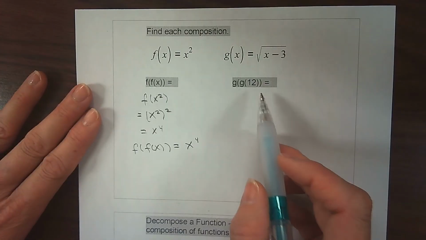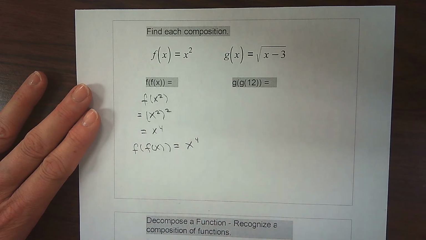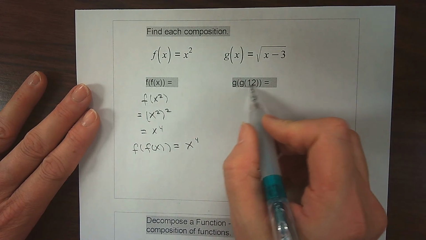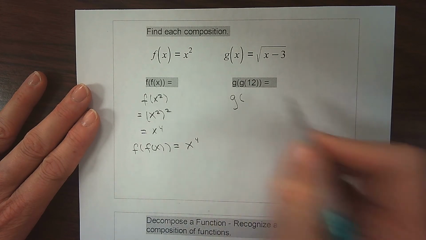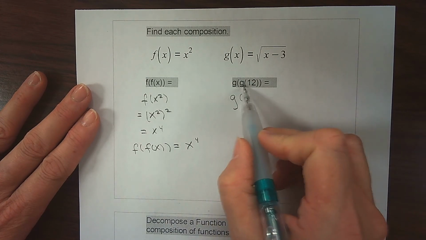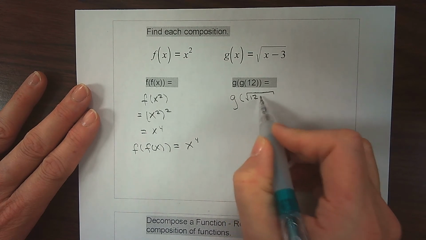All right, and then I also want you to think about finding a composition where we're evaluating at a specific number. So in this case, I want to find out what g of 12 is first, and then I'm going to find g of that. So what's sitting in the interior here is this function evaluated at 12.